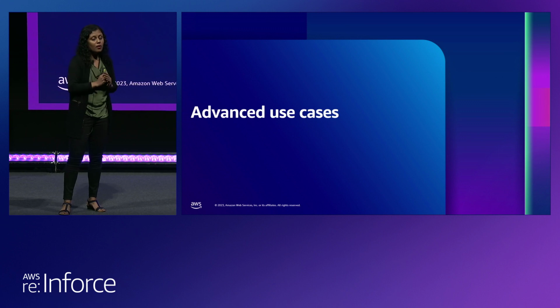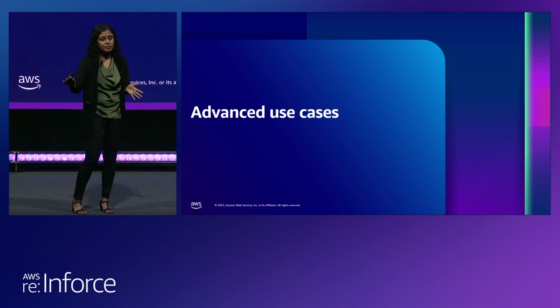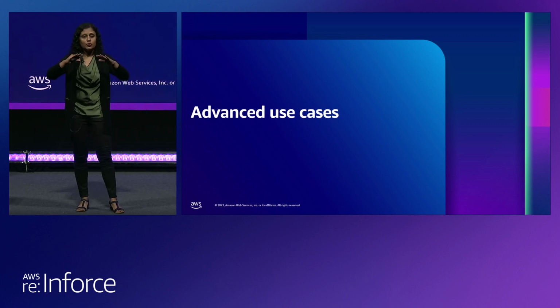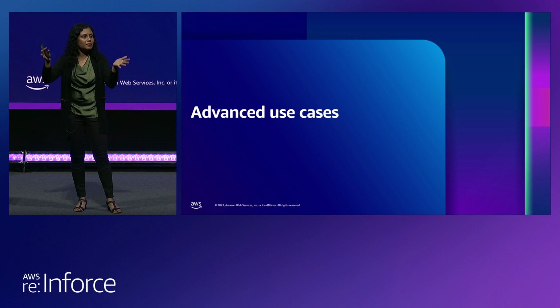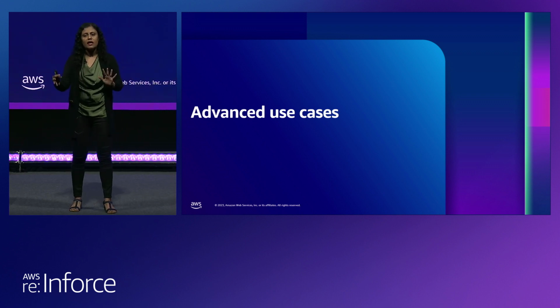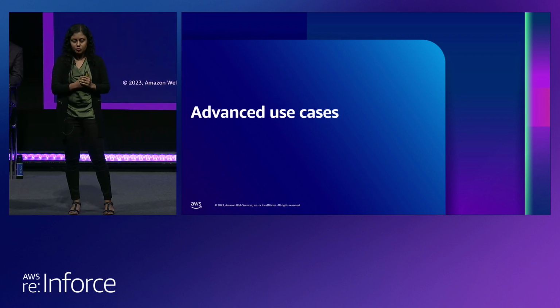Okay, so now we looked at how we can use a couple of perspectives or capabilities in the CAF security perspective to build a baseline, or the minimum security services, for your security architecture. Now let's see how we can enhance this using some advanced use cases.